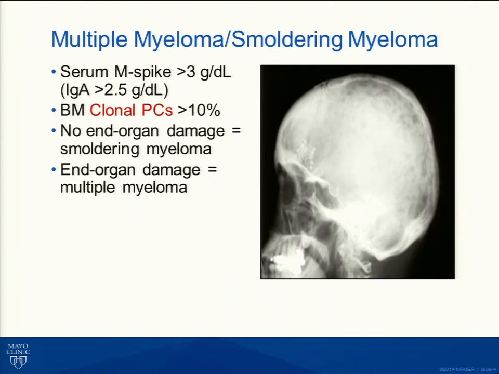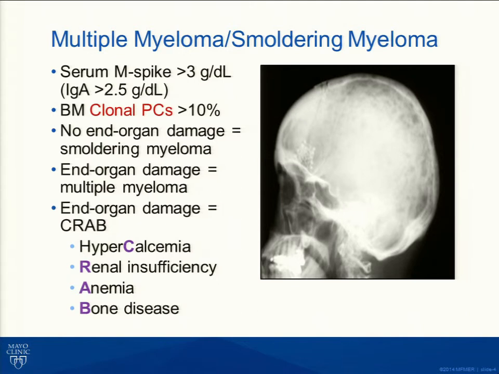What are the clinical manifestations of end organ damage? The acronym is CRAB, standing for hypercalcemia, renal insufficiency, anemia, and bone disease, and that's what the radiograph here is showing you, the moth-eaten appearance of the calvarium due to involvement by multiple myeloma.